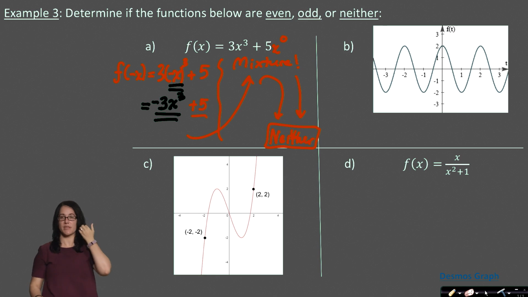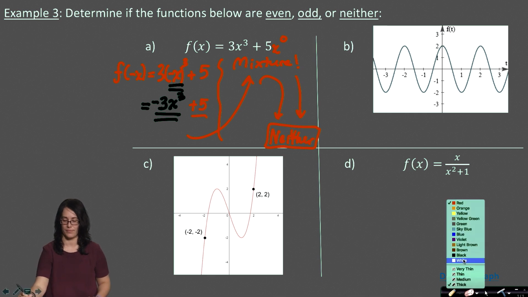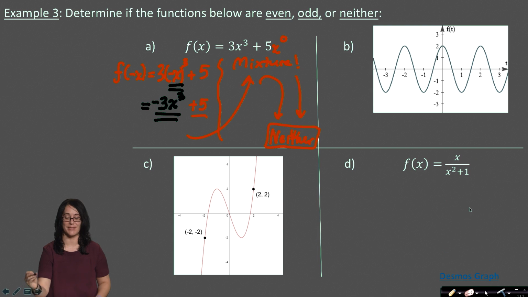See if you can try that process with D on your own, since it's also an equation. Can you plug in negative x and see if you get the exact same thing as you started with, the exact opposite, or a mixture of the two? So take a minute, pause the video, try it yourself. We're trying D right now. Okay, so let's see how you did.